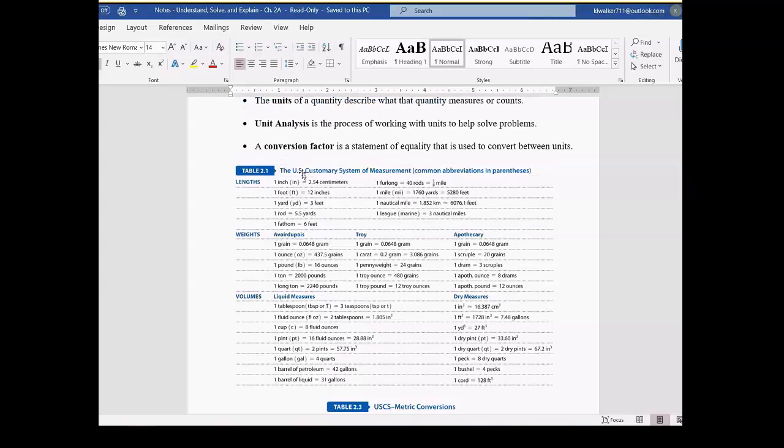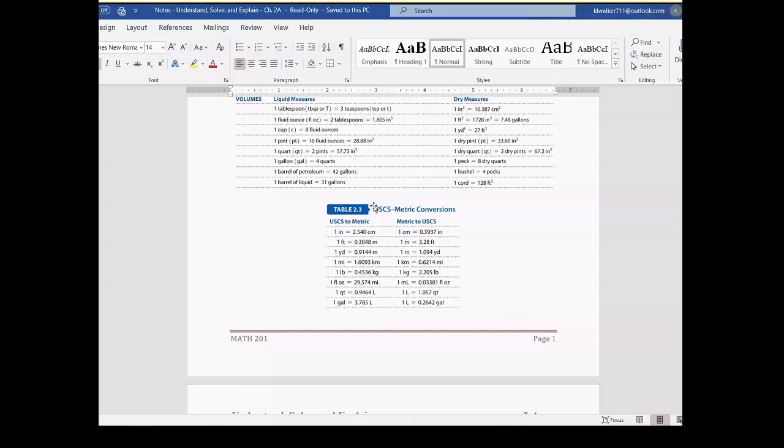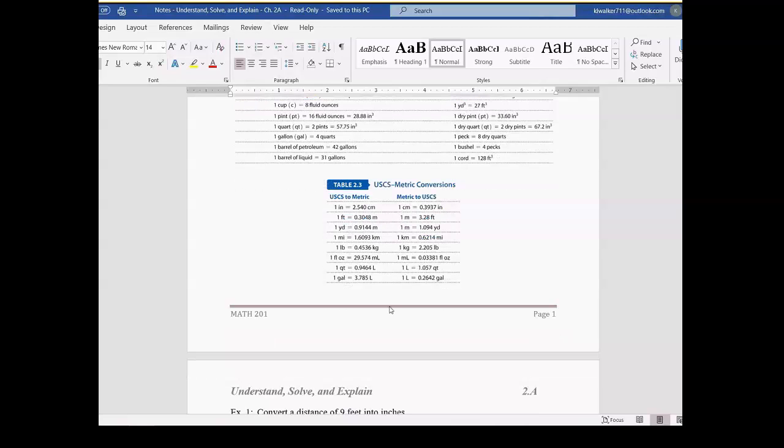In this table, when you're looking, the top 2.1 is the US system, and 2.3 is US to metric, back and forth between those two different systems. So I need to be looking here when I do this. I actually see 2 different ones I could use right here. 1 mile, I'm going to jot it down. I could use 1 mile equals 1.6093 kilometer.